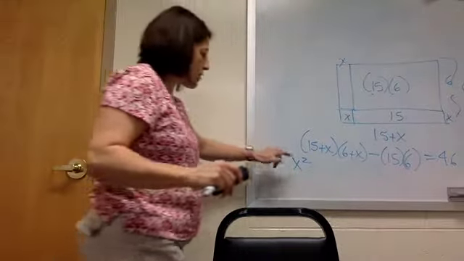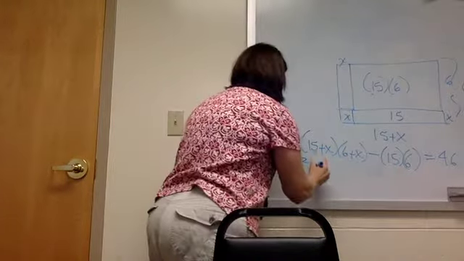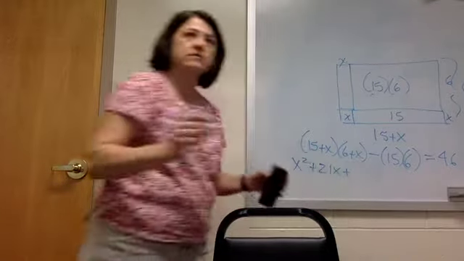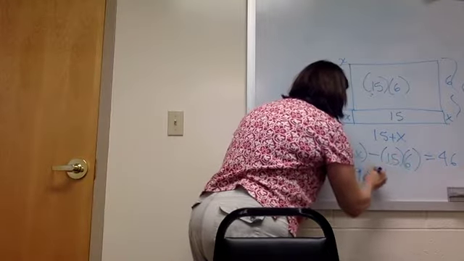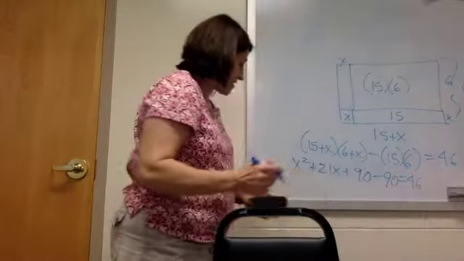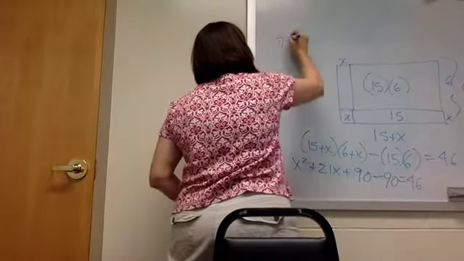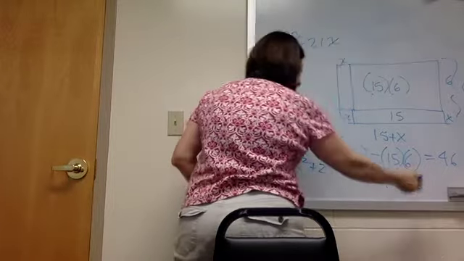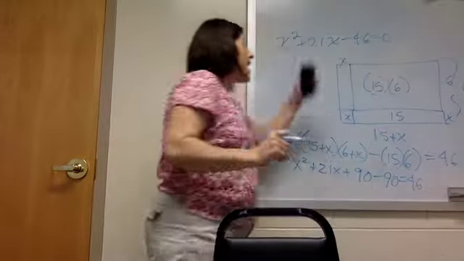Okay, so let's FOIL this. What are we going to get when we FOIL this? x squared, and then 15x plus 6x, 21x, and then what's 6 times 15? 90. Minus 90 equals 46. All right, so this zeroes out, 90 minus 90. So what am I left with? x squared plus 21x equals 46. Then subtract 46, so you get x squared plus 21x minus 46 equals 0. Now can we factor this?